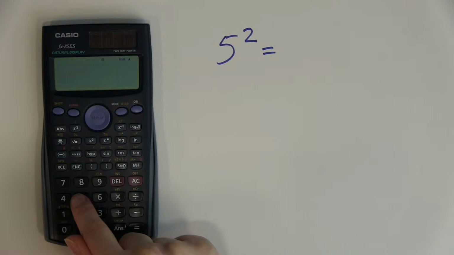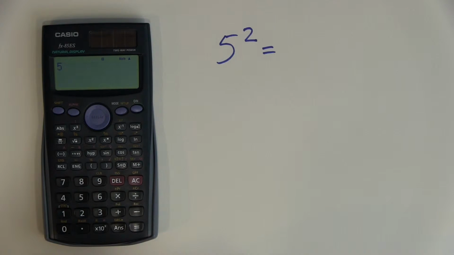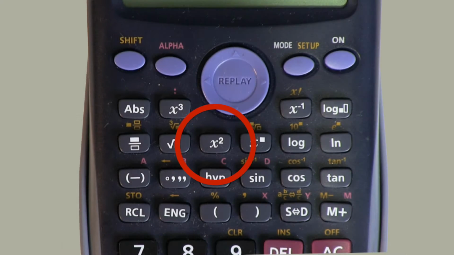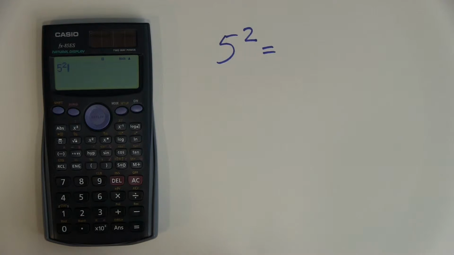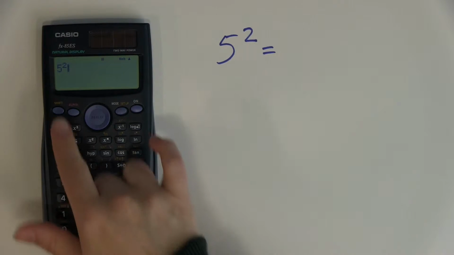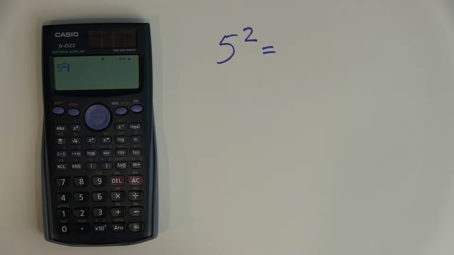So you just need to type in 5, and the calculator has got a square button because it's quite often used. So this one here is the square button. And look, on this natural display screen, it does look exactly like you would be writing it on a piece of paper. So then the answer is, as we expected, 25.